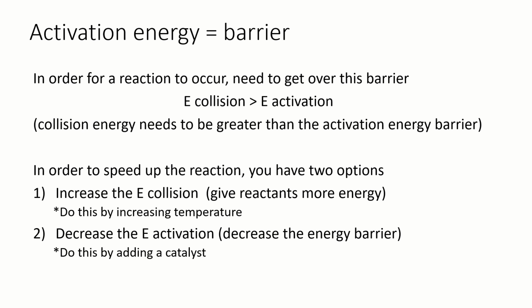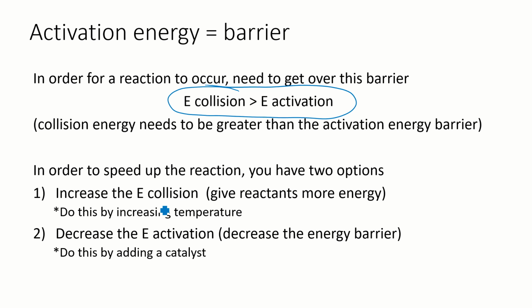So in order for a reaction to occur, you need to have a collision, and that collision needs to occur with enough energy, and that energy of the collision needs to be greater than the activation energy barrier. So in order to speed up a reaction, we want to increase the likelihood that the collision energies will be greater than the activation energy. There are two different ways to go about speeding up a reaction.